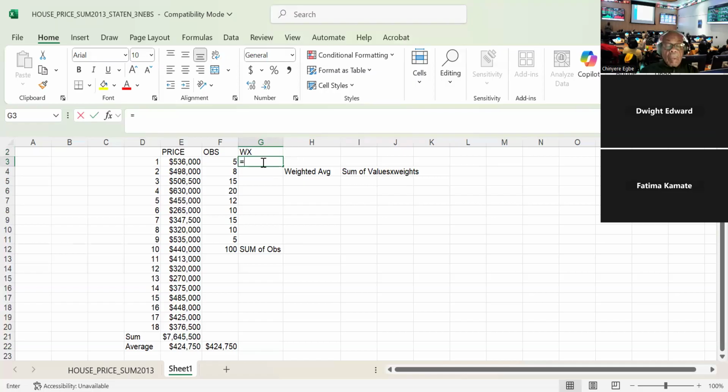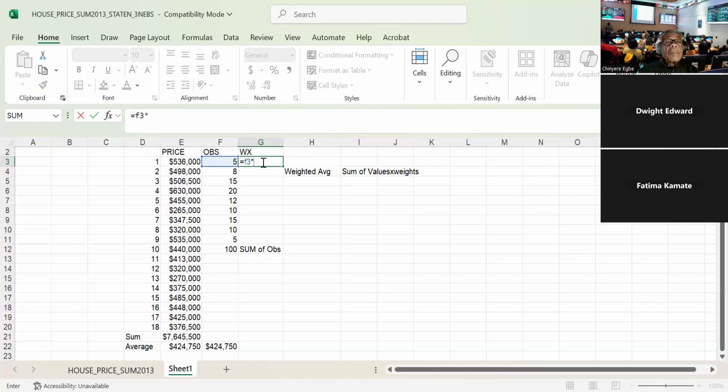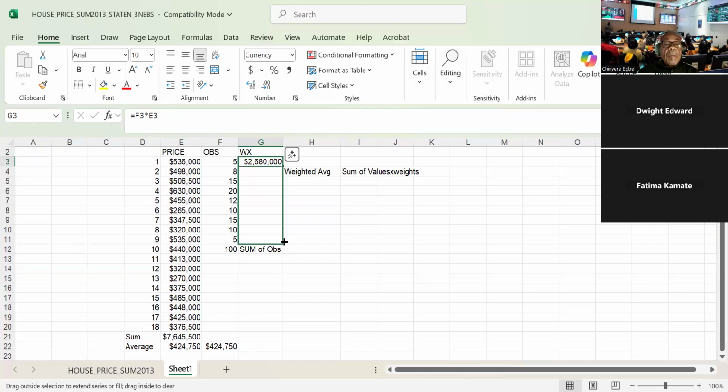So this will be equals 5, equals F3 times U3. Okay. So there are 5 houses that have a value of 536,000. There are 8 houses that have a price of 198,000. You can bring it down. And so here the sum of the observations is 100. So there are 100 houses altogether.